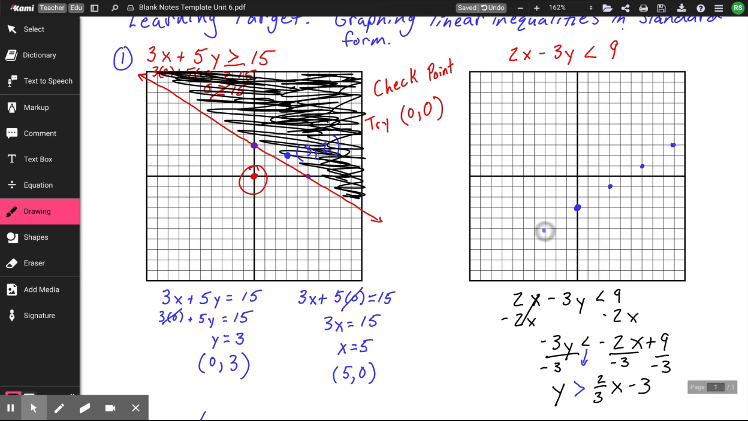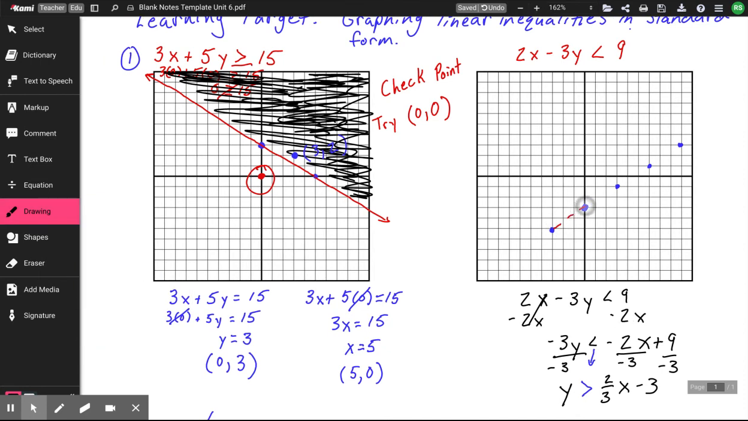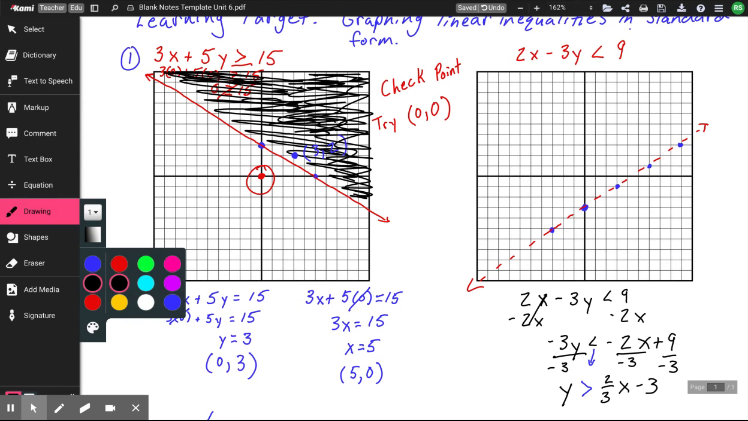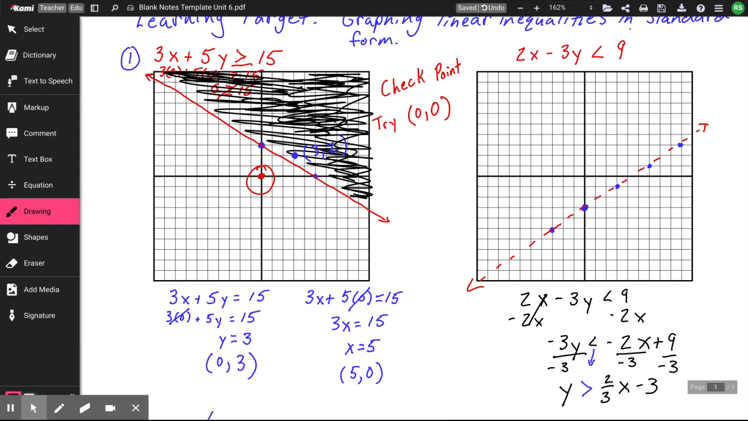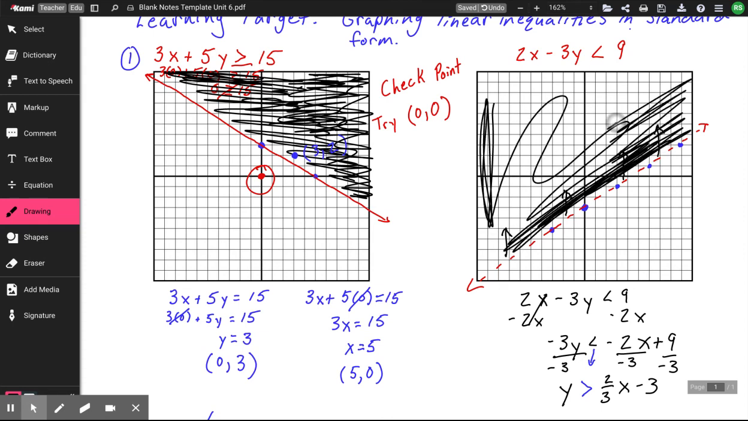Now when I take a look at our inequality, it was less than. Remember, less than or greater than are always dashed lines. The points on the line are not solutions. So we would have to exclude all of those points. Now, it's not in standard form, so I don't have to check a point. I know that y is greater than. Well, if you start on your line, where are all the bigger y values? They would be located above the line. So we would shade above for this inequality.